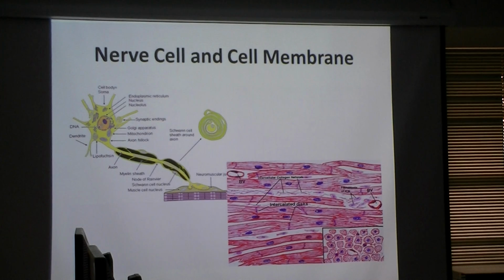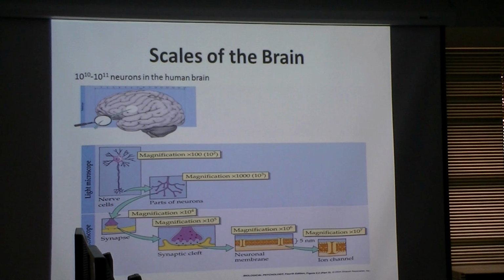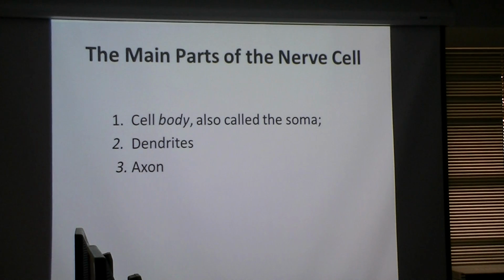One important part is the cell membrane. Because there is a concentration difference of the ions inside the membrane and outside the membrane, and the membrane is not equally conductive to all ions, a potential is created between the inside and the outside of the membrane.